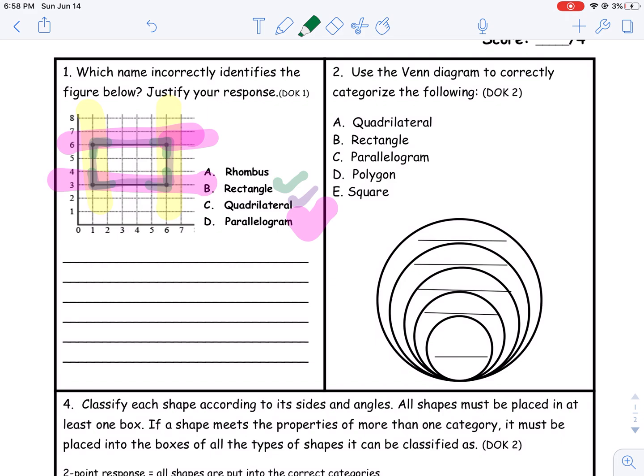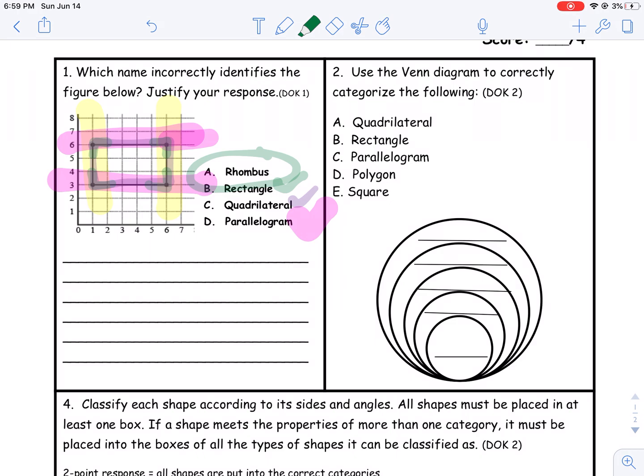A rhombus is my only answer left. So I know it's a rhombus. Now I want you to go and tell me why it's a rhombus. You need to know what a rhombus is. And a rhombus is just 4 equal sides.